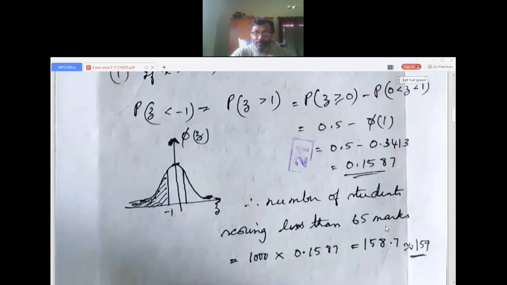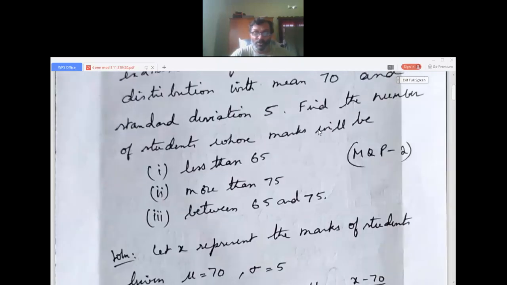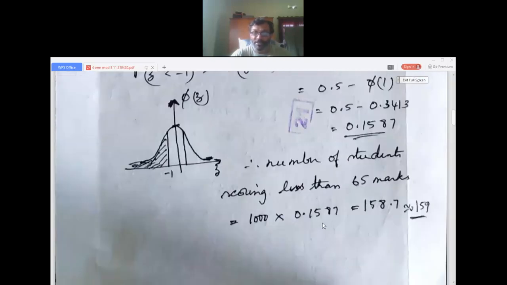Therefore, the number of students scoring less than 65 marks: the total number of students in the question is 1000. So 1000 into this value 0.1587 will be 158.7, approximately 159. I think this first part is very clear.